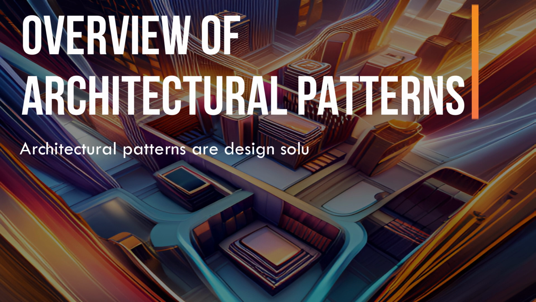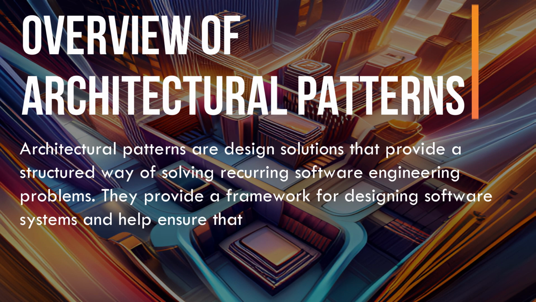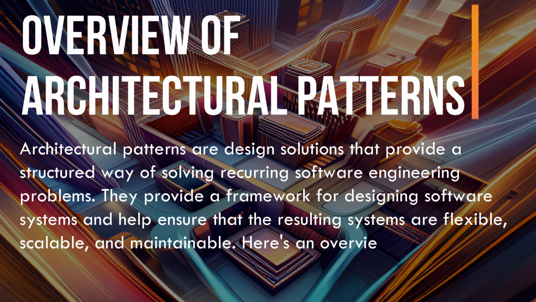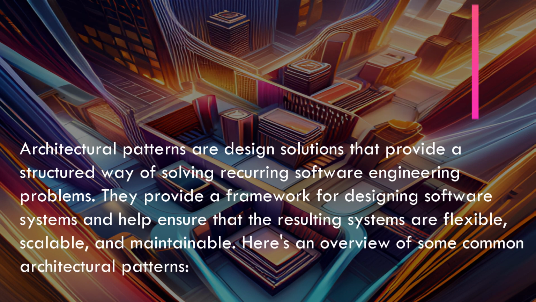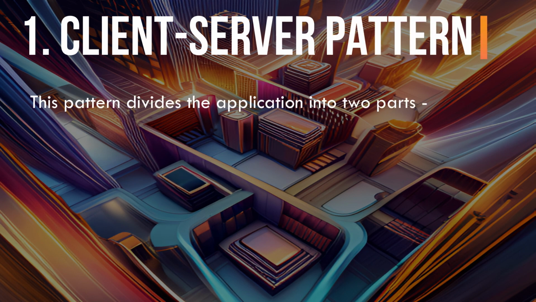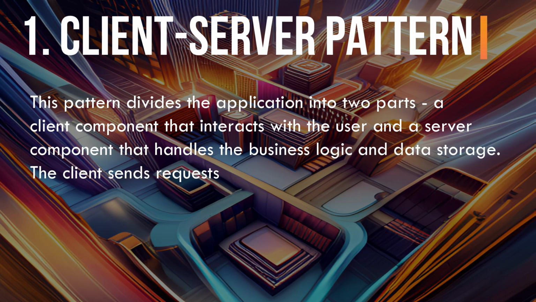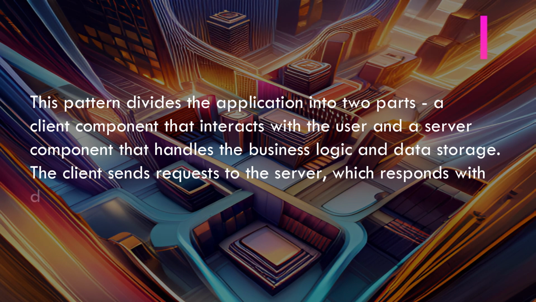Overview of architectural patterns. Architectural patterns are design solutions that provide a structured way of solving recurring software engineering problems. They provide a framework for designing software systems and help ensure that the resulting systems are flexible, scalable, and maintainable. Here's an overview of some common architectural patterns. 1. Client-server pattern. This pattern divides the application into two parts: a client component that interacts with the user and a server component that handles the business logic and data storage. The client sends requests to the server, which responds with data or actions.